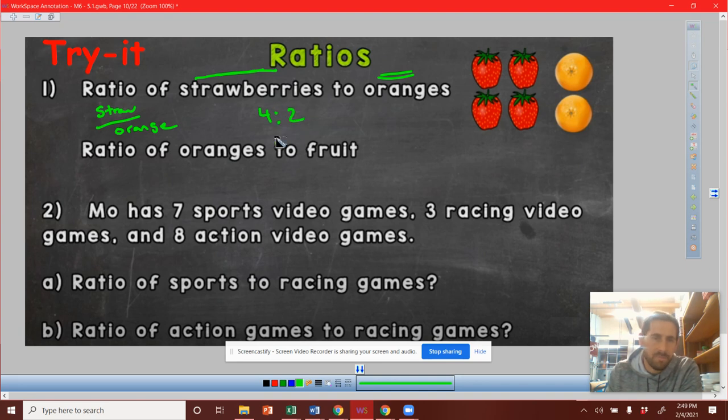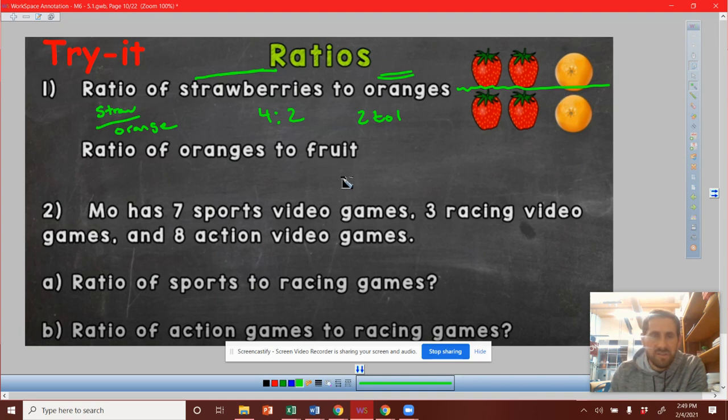So I'm using the colon. It could have been a fraction bar. It could have been the word "to." But then can I reduce that? So I can reduce that to 2 to 1. For every 2 strawberries I have, I'm going to have 1 orange.